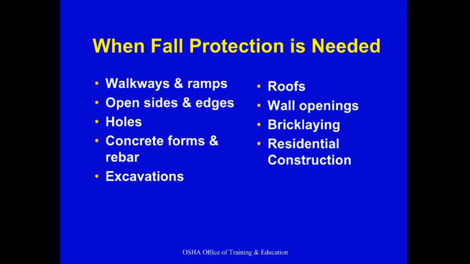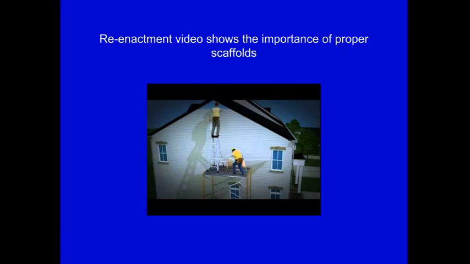Anytime you're on any one of these, you need fall protection. If you're on a walkway or a ramp that's above 6 feet, if you're on open sides and edges, and remember, that's the biggie, open sides and edges in construction. Holes in floors, that's another biggie in construction. If you're forming concrete and you're working on rebar, or you're digging holes in excavations, you're digging these big holes and people can fall in them, you're going to need fall protection. Anytime you're on a roof, anytime you're working around wall openings, or bricklaying or residential construction, that includes commercial construction, you're going to want to make sure that you have fall protection.